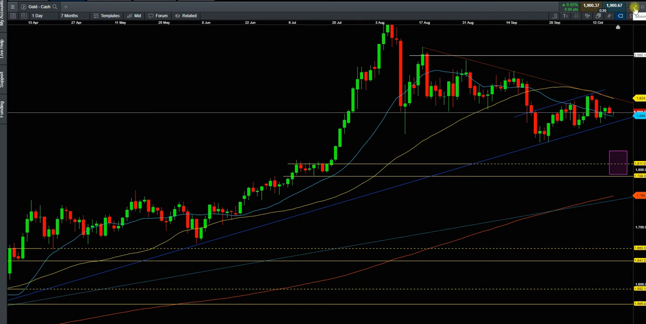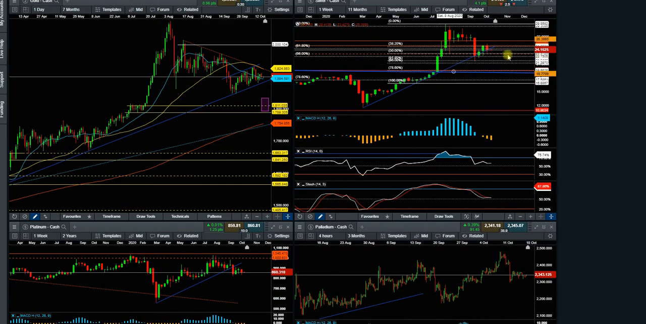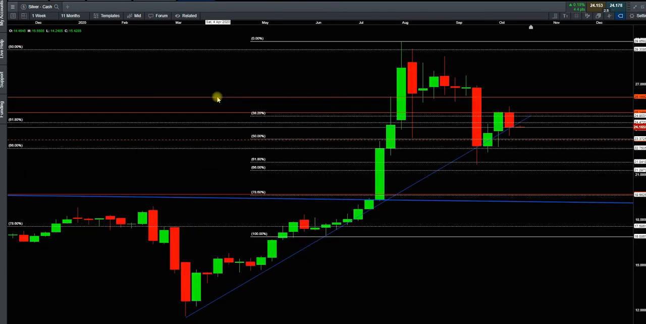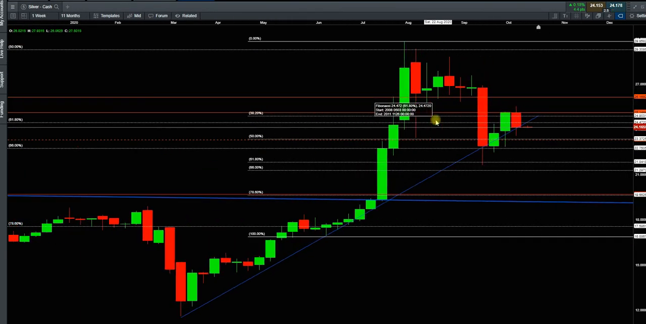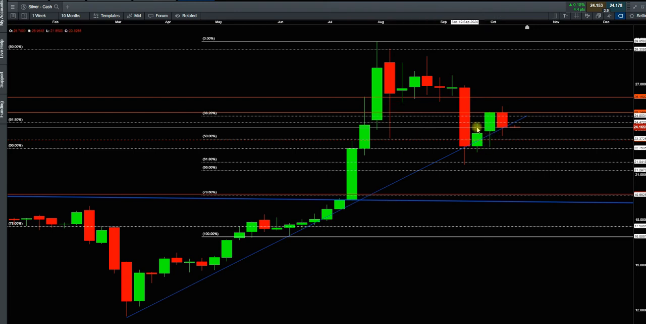All right, so let's go to silver. Silver has almost the same pattern. Let me show you this. So this is a weekly chart for silver. The silver weekly chart holds very well. So we didn't break through.